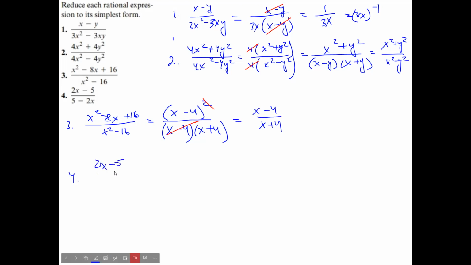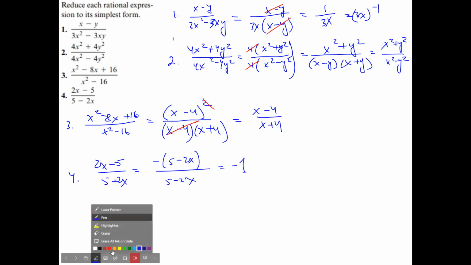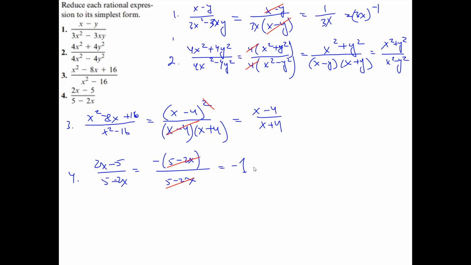2x minus 5 over 5 minus 2x. Well, the same thing. Let's take minus from the outside in the numerator. And I have minus 1. Sometimes people put 0, but it's not, right? It's minus 1. I mean 1, but minus because of that.